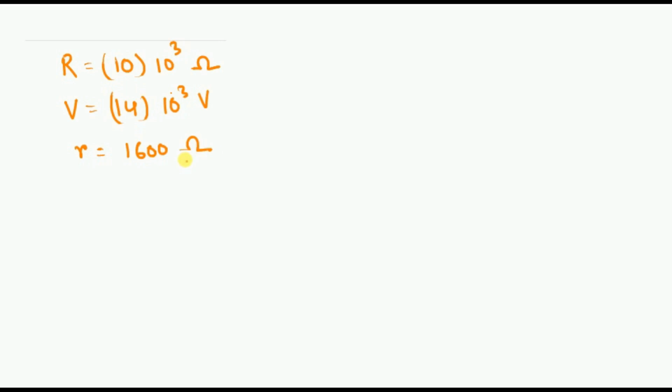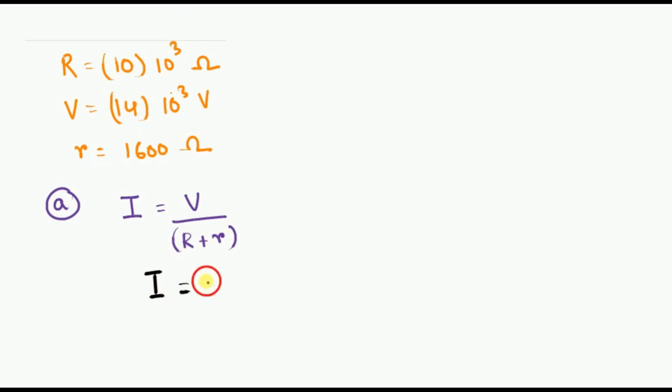First we have to calculate what is the current. So current will be given by I is equal to V by the total resistance present in the circuit, that is R plus small r, and we will get I is equal to 1.